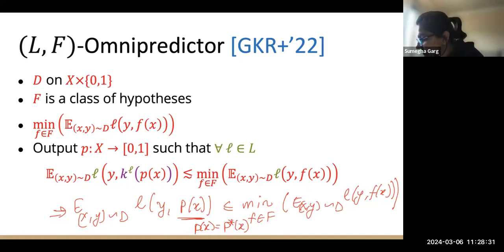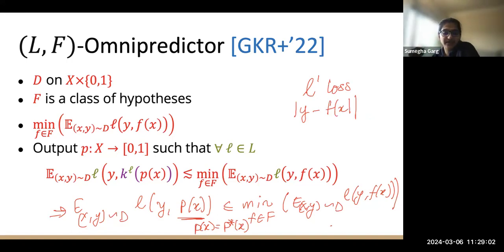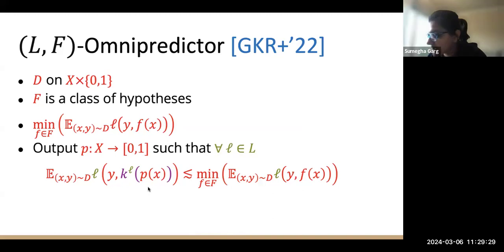Because for L1 loss, for example, that is |v minus f(x)|, even if you are given the p star x value, you still want to have a threshold. If p star x is greater than half, then you want to take the action 1. If p star x is less than half, then you want to take the action 0. So this loss is defined with respect to optimal actions, and the optimal actions might not be the predictions. That's why the definition is that you want to do a post-processing on these predictions. Okay.